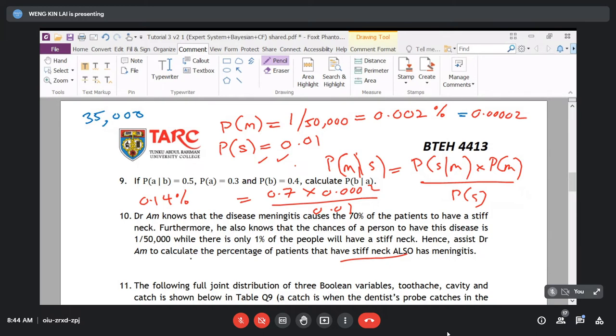So once you complain you have a stiff neck, this becomes 70. That means your chances of having the disease, meningitis, increase 70-fold once you have the symptom of a stiff neck. If you have no stiff neck, the doctor will say, oh, this is a very rare disease, only 1 of 50,000. When you ask the doctor to check whether you have meningitis, the chances of being positive are 0.002%. Now, when you complain that you have a stiff neck and want to do a test, that increases to 0.14%, which is 70 times more likely.